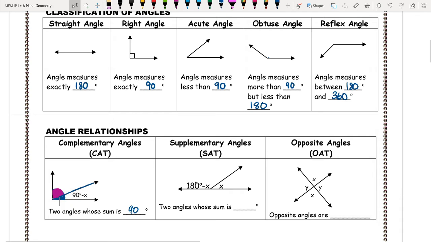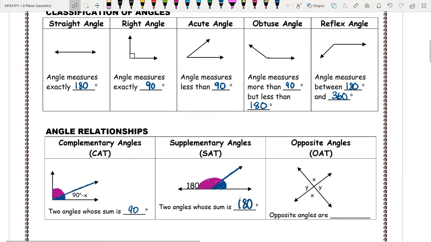Supplementary angles. So you can see here, from here to here is a straight angle, which is 180 degrees. And we'll use the different colors again. And so we have a line here, so we have two angles, and those two angles combined, so this blue angle right here and this purple angle right here, they are going to combine for 180 degrees.